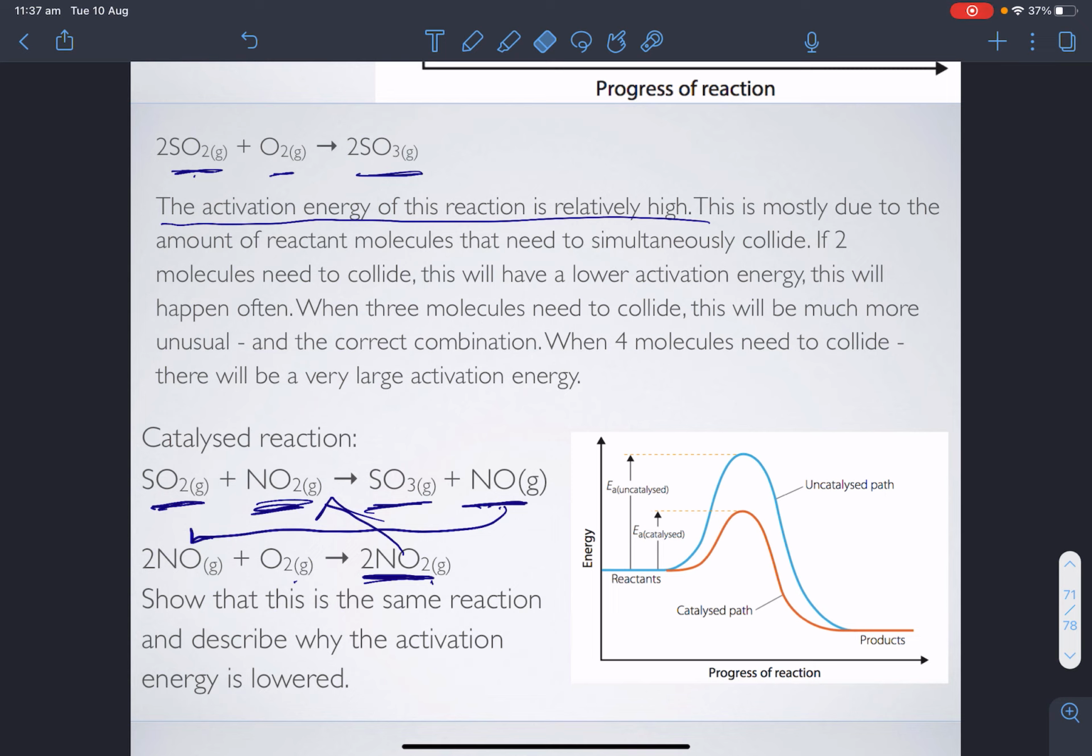So if we reverse the second one, I haven't left enough space here to work. Okay, I'm just going to draw it over the top. SO2 plus NO2 going to SO3 plus NO.